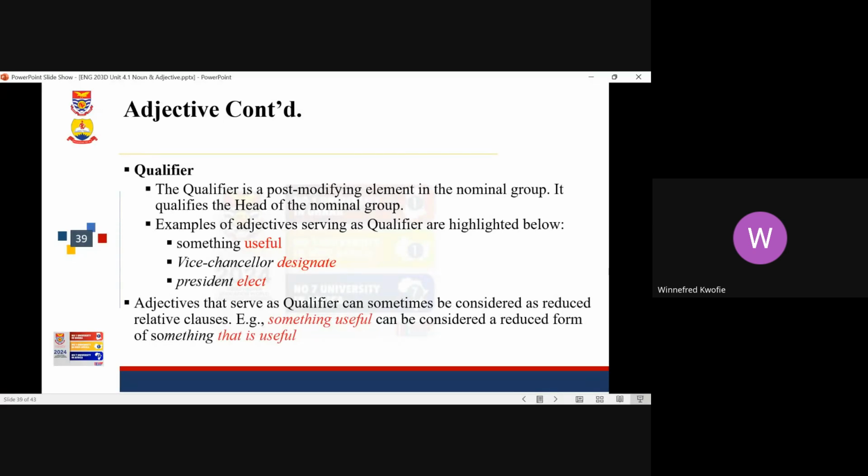The vice chancellor designates. So the vice chancellor who has been designated. Who has been designated, that becomes a relative clause. But then we reduce it, we contract it. Then the president-elect, similar to what I've said already.